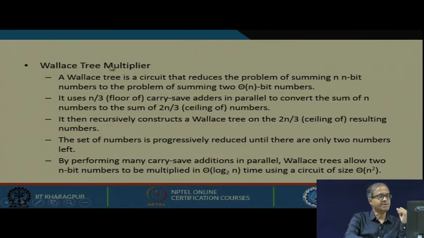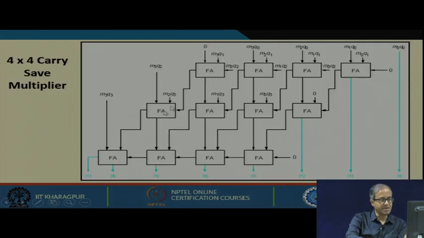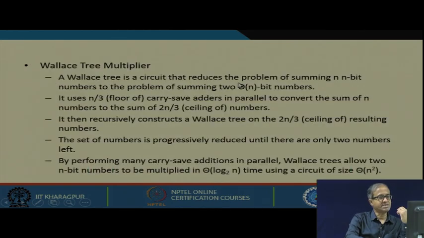So you have an alternate method called the Wallace tree. The Wallace tree is very similar in concept. It is a circuit, like a tree. In general, it is a graph that reduces the problem of summing n numbers to the problem of summing 2 numbers, which are of size theta of n. This also uses carry save adders. It uses floor of n by 3 carry save adders to convert the sum of n numbers to the sum of ceiling of 2n by 3 numbers.